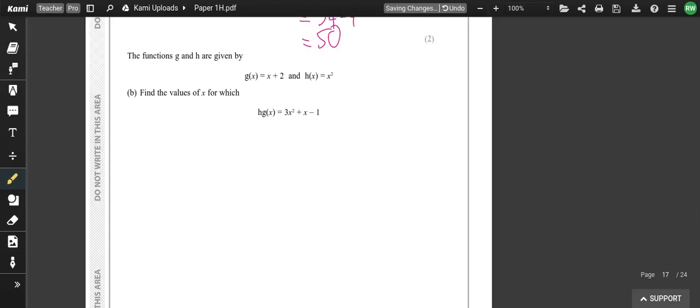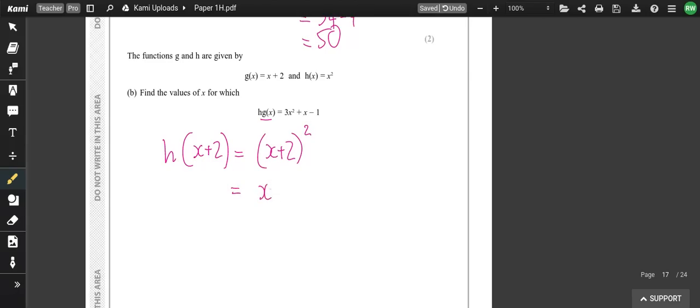The functions g and h are given by these. Find the values of x. So we're going to do g of x first, which is x plus 2. We're going to put that into h. So h of x plus 2, wherever you see an x, you're going to replace it with x plus 2. So it's x plus 2 squared.